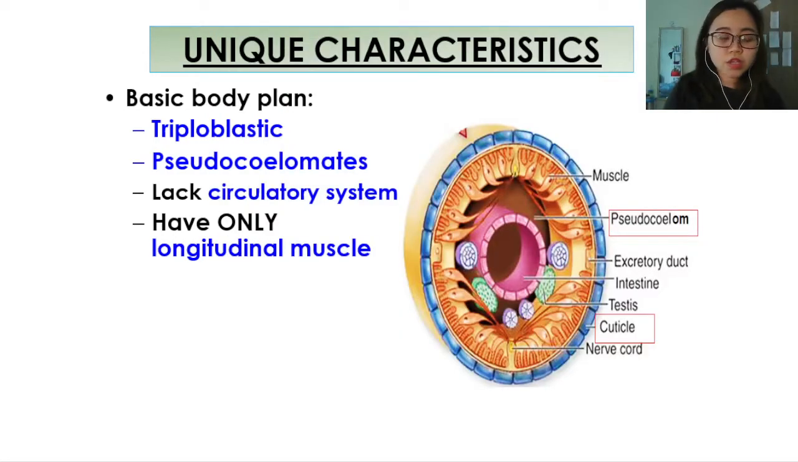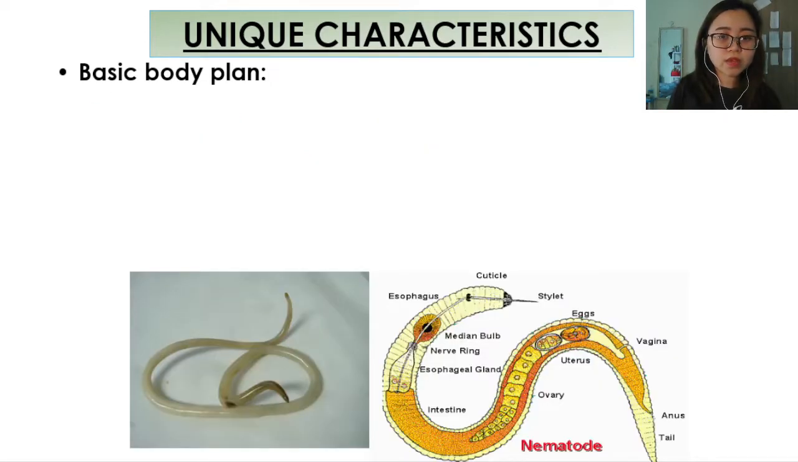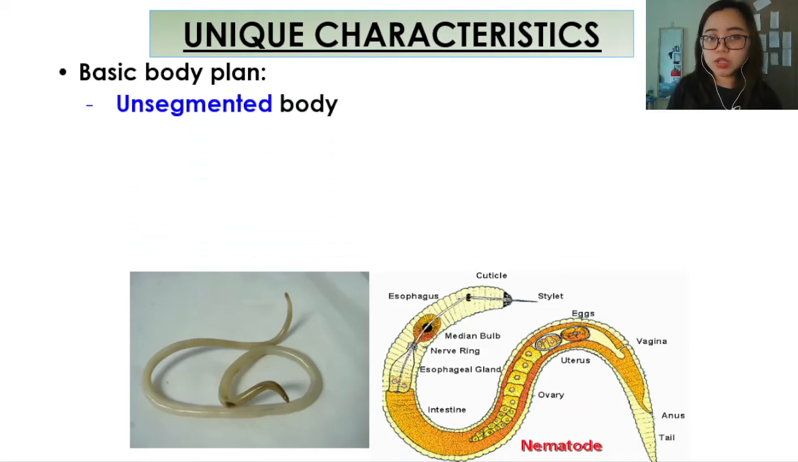mobility. So if you're looking at the diagram, the muscle is this part that is orange over here. Those are the longitudinal muscles. And the body of the nematodes are covered by tough cuticles. So these cuticles serve as protection for the nematode's body. Again, looking at the basic body plan, nematodes have unsegmented body.